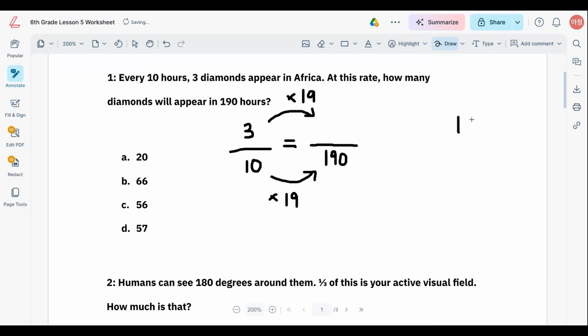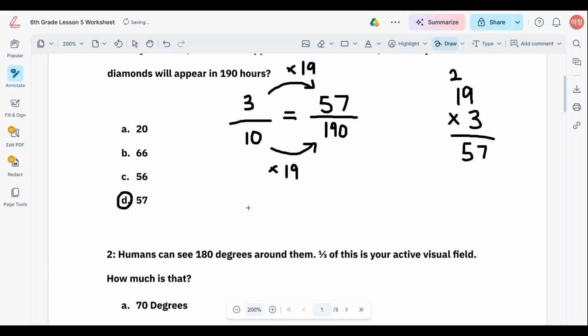So let's do on the side 19 times 3. 3 times 9 is 27. 3 times 1 is 3, plus the 2 is 5, so the final answer is 57. So 57 diamonds would appear in 190 hours, so the answer is D. All right.